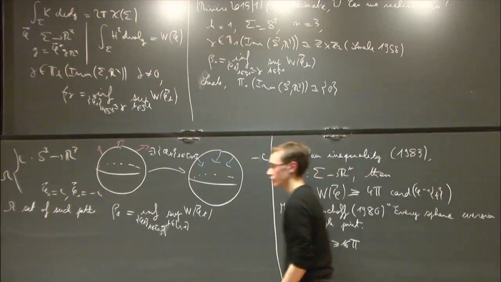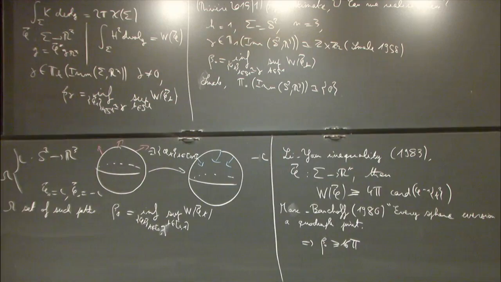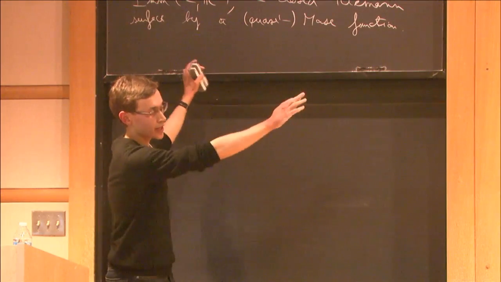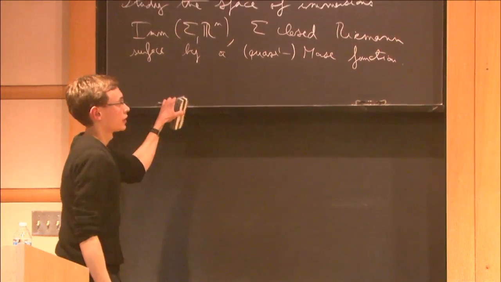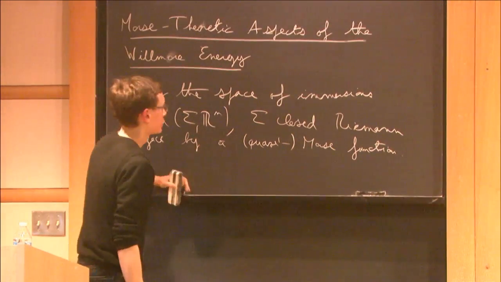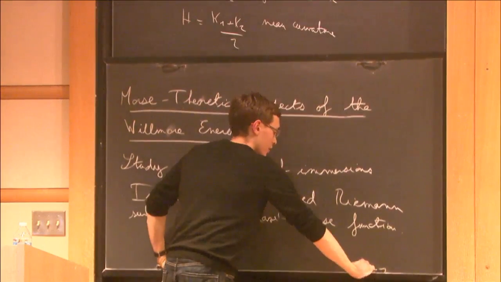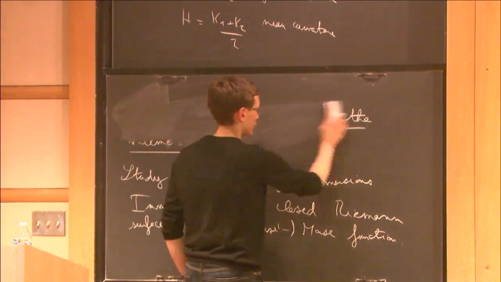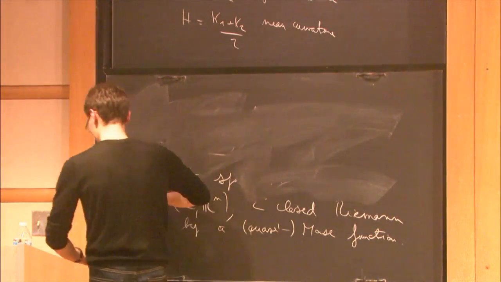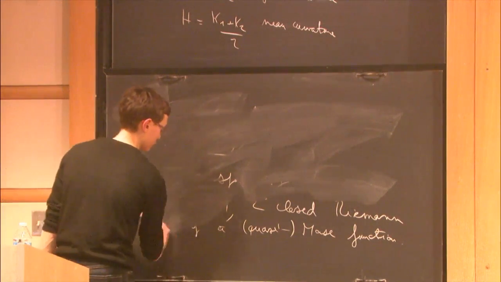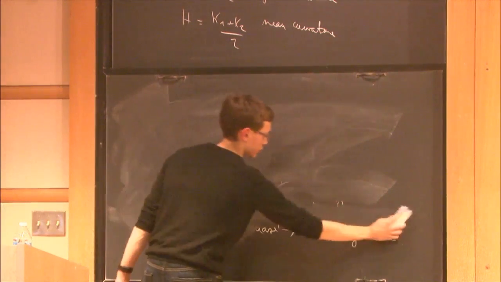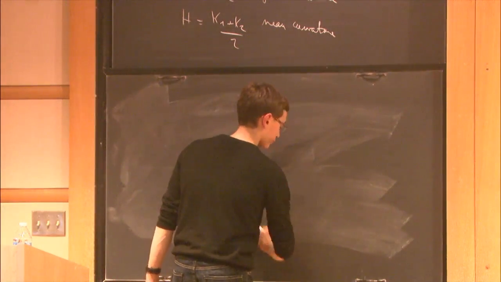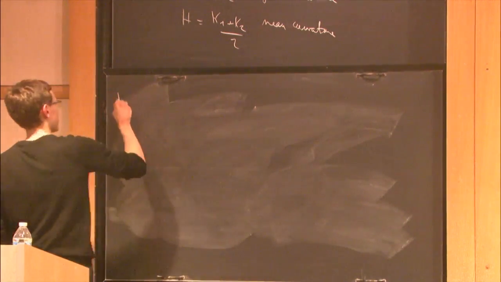And now the next result I'd like to discuss is the classification of Bryant, which says that if you take a genus zero Willmore surface in three-space, then these are the only examples. Theorem.